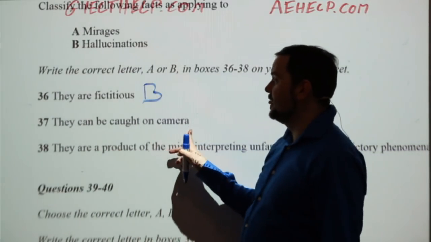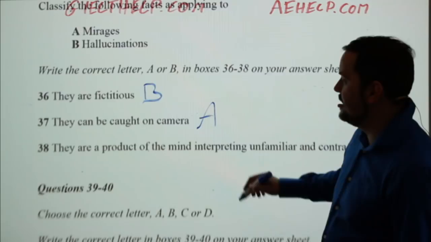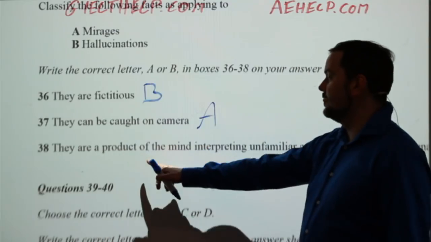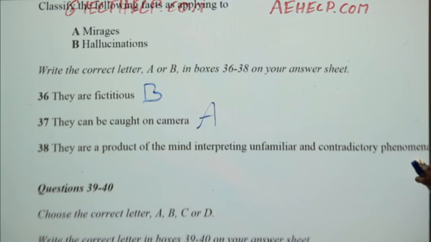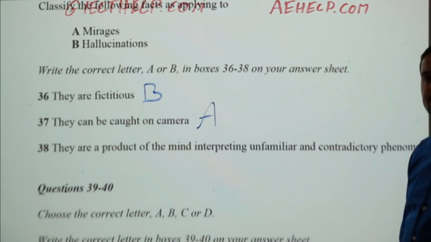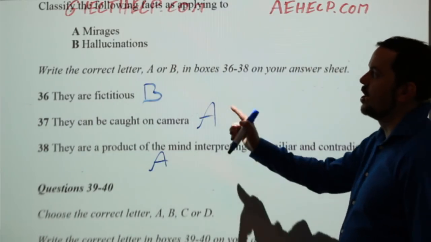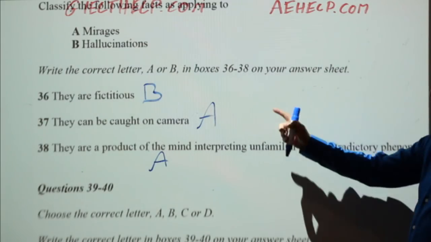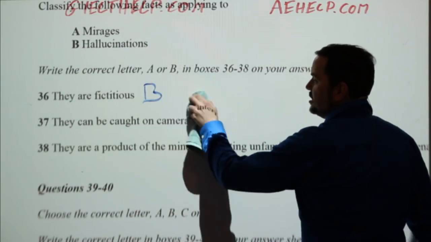They can be caught on camera. Caught on camera means filmable, so it has to be A, right? We know that from the final conclusion paragraph. And then here, they are a product of the mind interpreting unfamiliar and contradictory phenomena. 38, A or B? Yeah, absolutely A, okay? We know that mirages are interpretations of the mind. Hopefully that was clear from the passage as well. So these should be quick and easy when you are doing an effective job of reading this passage, okay?